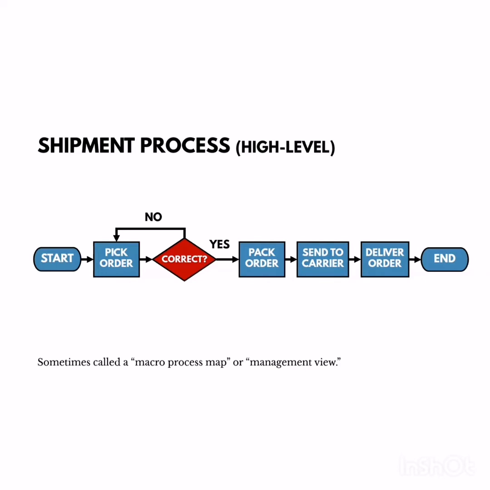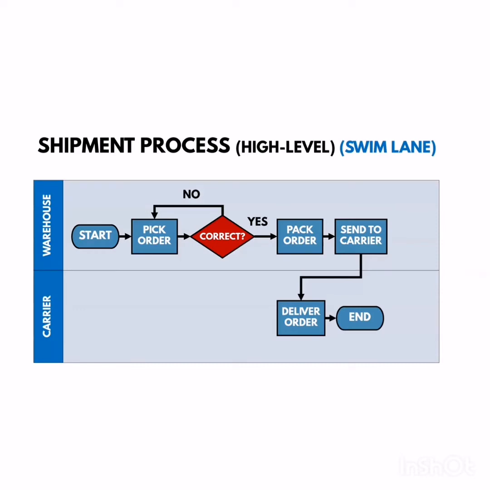Now, what you don't see in this particular view is who does what. And that's where a swim lane, another version of this process flow diagram, comes in handy. What you're going to see on the left-hand side in this case are different groups or parties involved in the process. So the top swim lane represents the warehouse, activities they perform, and the bottom lane represents the carrier, activities that the carrier performs, like UPS or FedEx.